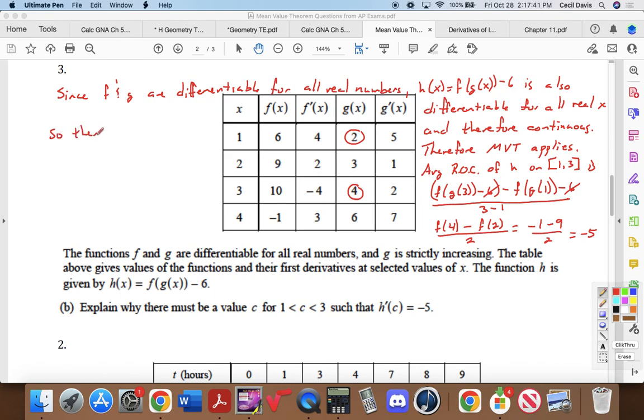So there must be a value of c, for 1 less than c less than 3, such that h prime of c is equal to negative 5. So again, this one doesn't mention the mean value theorem, but that's exactly what you're using.